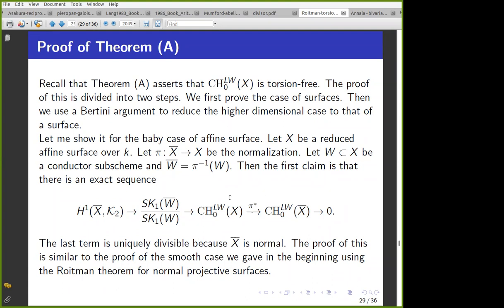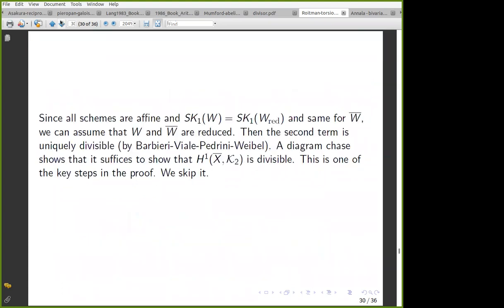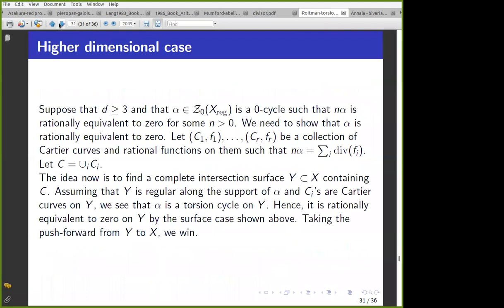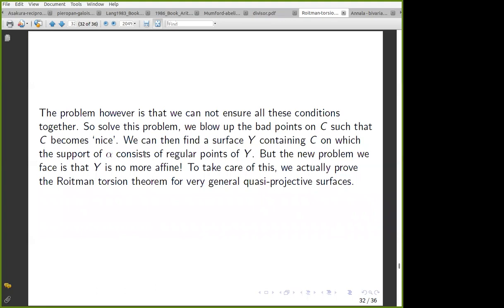So I have to do some other things. That's why I cheated you here. When I gave you the proof, I assumed that my X is an affine surface, but that's not enough. We have to prove something else. So if you prove it for such Y, then alpha is rationally equivalent to 0 on Y, and then again you can push forward to X. So that's the whole proof.